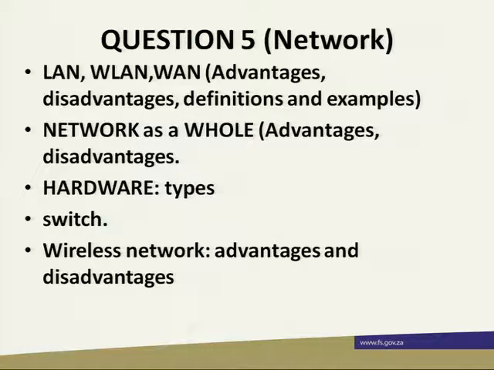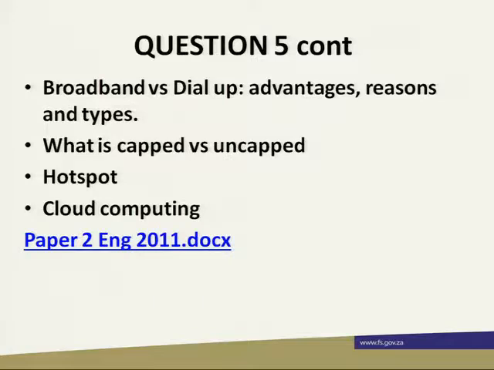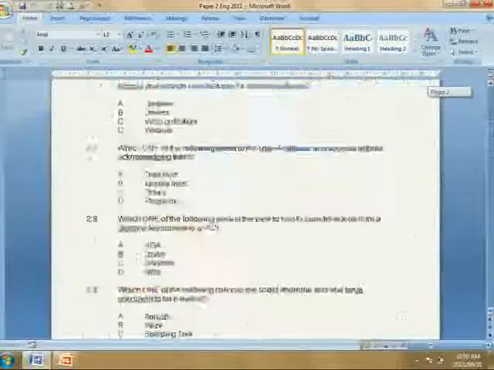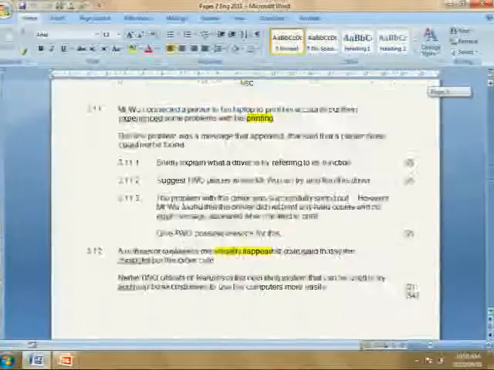You must know network as a whole, the advantages and disadvantages, the hardware, the types of the hardware that you are going to use on networking. For instance, switch, wireless network, advantages and disadvantages, broadband versus dial-up, advantages, reasons and types, what is capped versus uncapped, hotspot, and cloud computing.